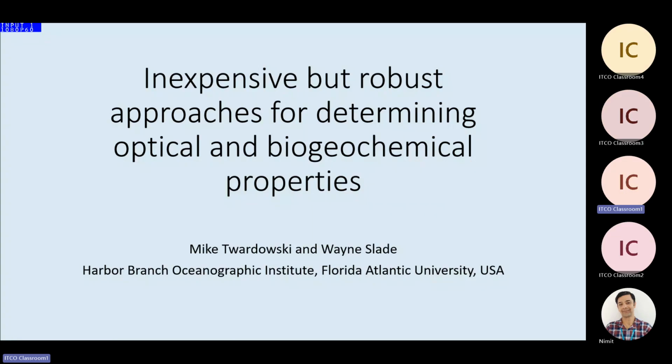For many years, we were talking about AC9s and BB9s and profiling systems and these radiometers, but they all cost a lot of money. And a lot of people around the world don't have the resources to get these complicated instruments to use. So there are actually some very nice, inexpensive, but robust approaches that you can use to still do good science.